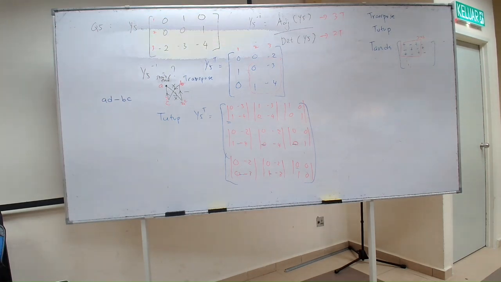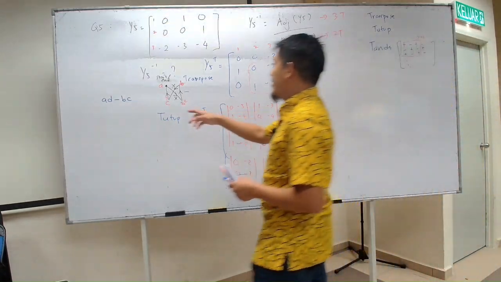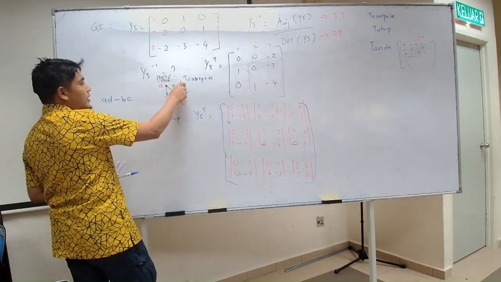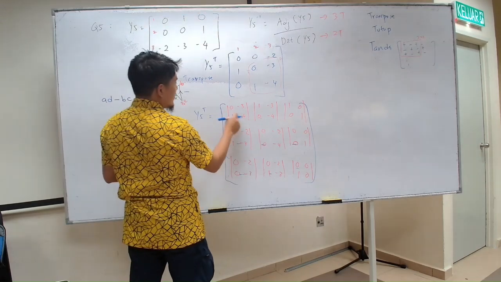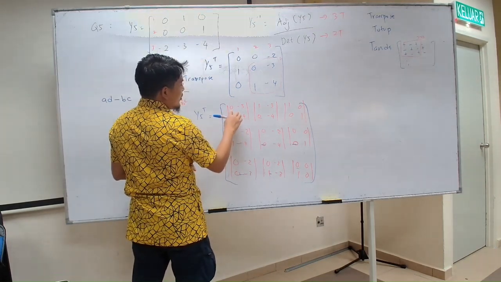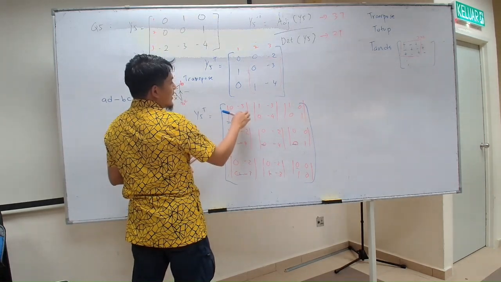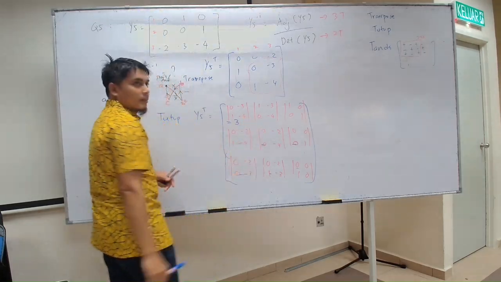No need to divide by A. Divide by A in row width. Okay, for the determinant, for this part, you need A multiplied with D minus B multiplied with C. So in this case, what is the value here? 0 multiplied with negative 4 will become, minus negative 3 multiplied with 1, 3.